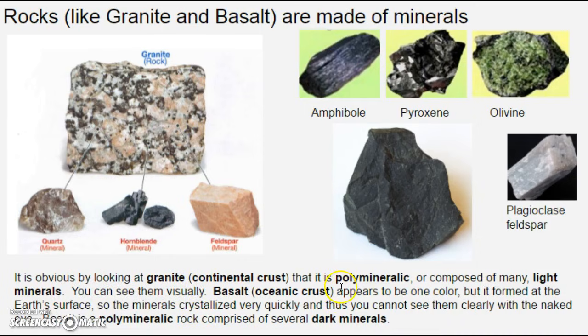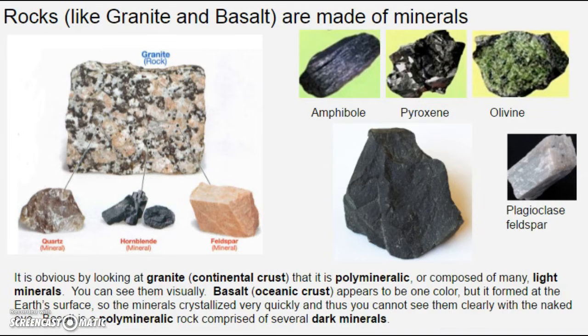However, basalt, or oceanic crust, appears to be one color, but it formed at the Earth's surface, so the minerals crystallized very quickly, and thus you cannot see them clearly with the naked eye. Basalt is a polymineralic rock that's comprised of several dark minerals, and those dark minerals include amphibole, pyroxene, olivine, and plagioclase feldspar. So here we can apply this: granite crystallized at depth, whereas basalt crystallized at or near the Earth's surface, so it crystallized relatively quickly.